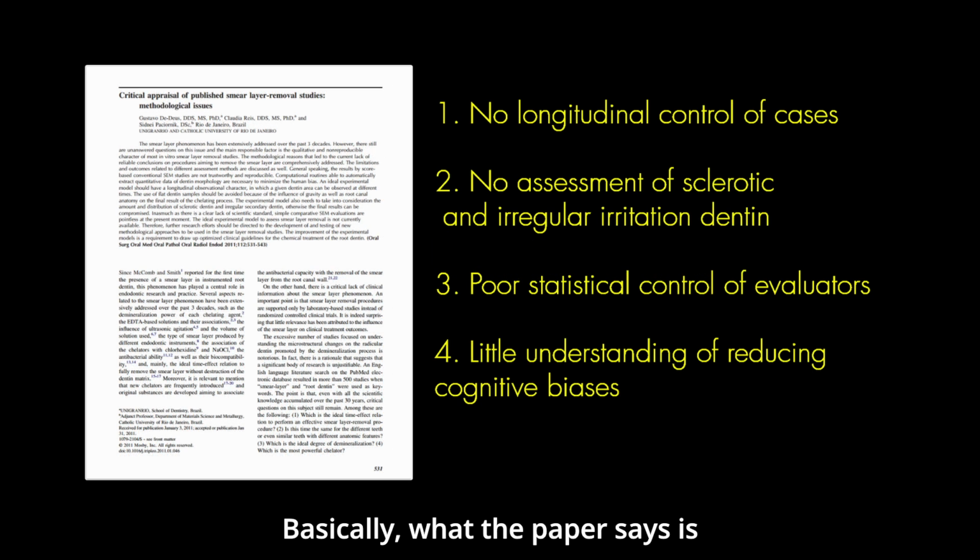Basically, what the paper says is that in these studies, there is no longitudinal control of cases. By that, they mean that if you don't know what was there before you opened and studied the case, you can't possibly claim to know what the irrigation protocol actually accomplished. As we have already seen in our virgin irrigation cases, there is tremendous variation in the status of dentin and pre-dentin, not only in different areas, but variation within singular areas. For me, this critique is practically uncontestable.